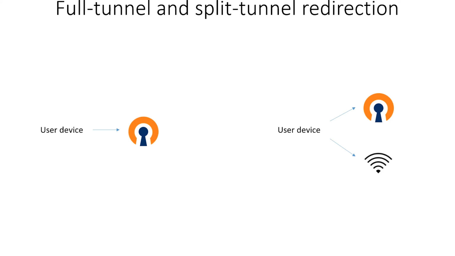On the right, however, we have split tunnel redirection, where only certain network resources have to be reached through the VPN server, and other network requests just go through the network and the internet as usual. The model on the right is typically used to grant secure access to specific protected network resources with strict access control.